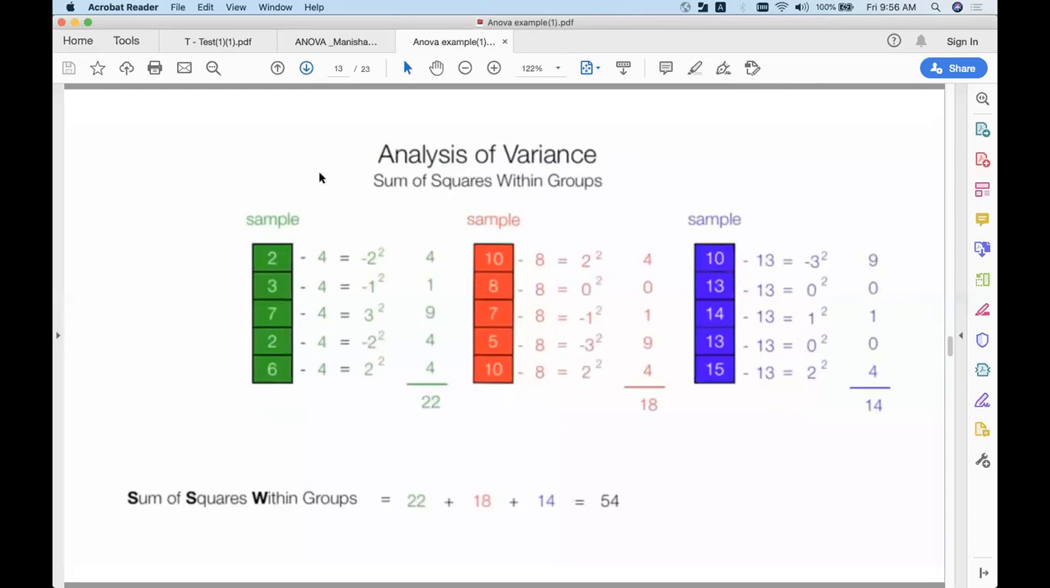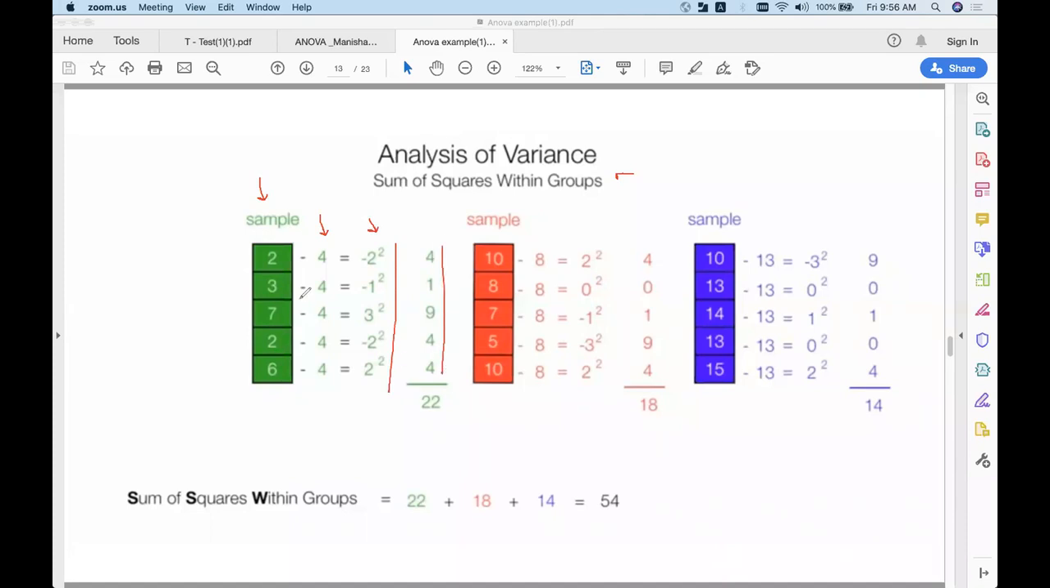So let me show you step by step. How do you find the sum of squares within the groups? Within the group, you will find the mean of the individual sample. So this is your situation 1. What is the mean of this? The mean of this is basically 4, and then you square these values and add these values. So this is basically your sum of squares for situation 1.